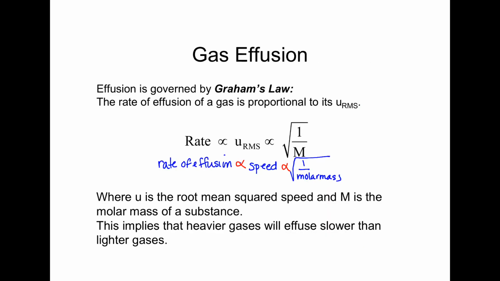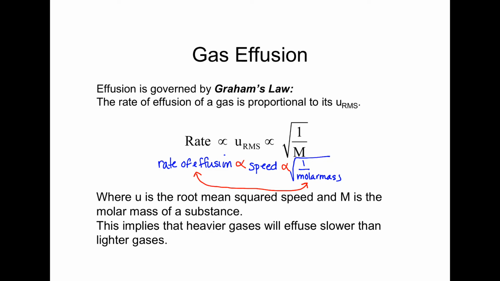Now again, I've just written out what this relationship means here again. The rate of diffusion is proportional to speed, and speed is proportional to 1 over the molar mass. Now, what's nice about Graham's law is that it basically says that if you can measure the rate of diffusion, you can calculate something's molar mass. And that's a way that you can use Graham's law.